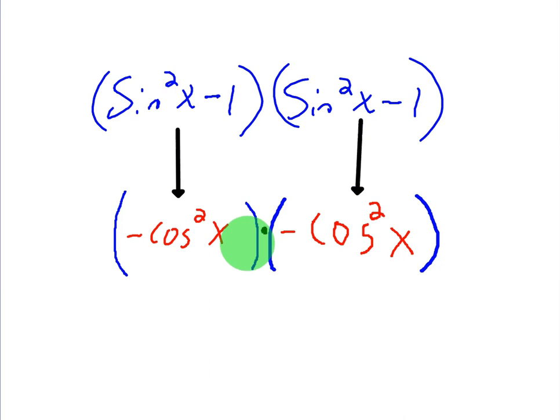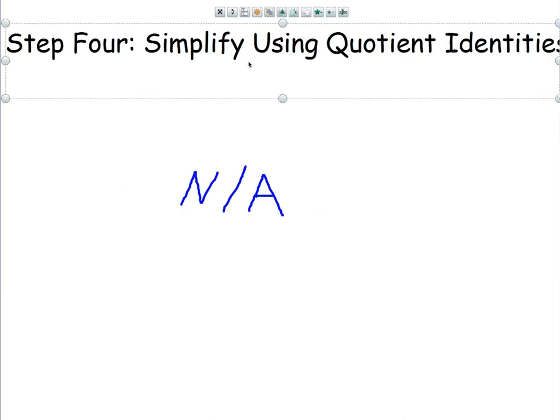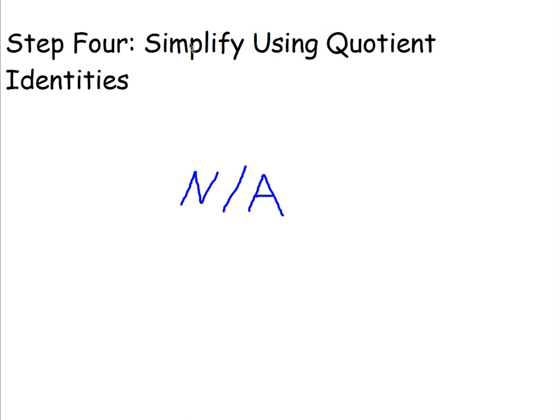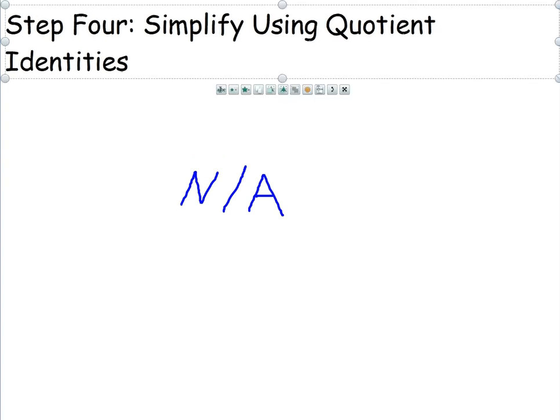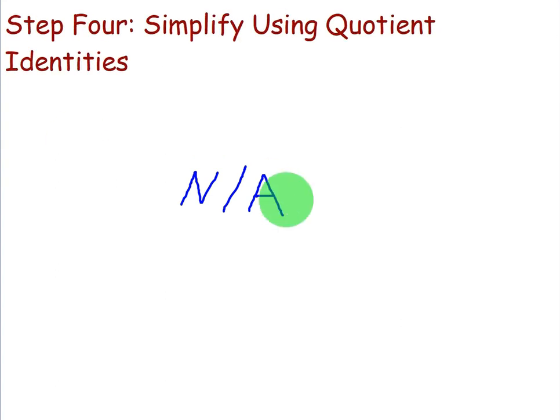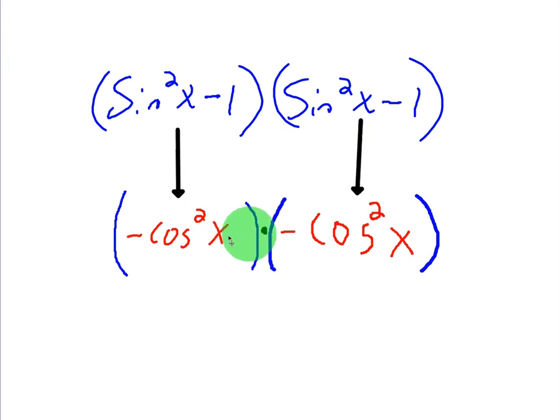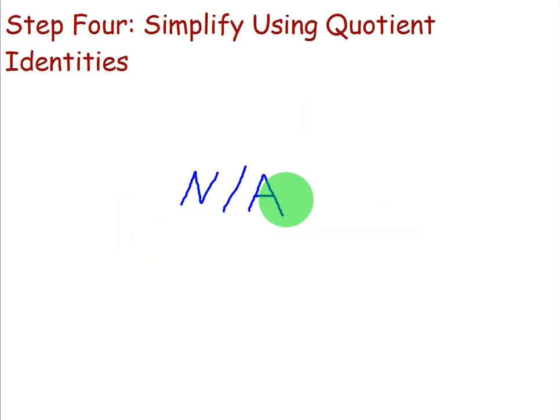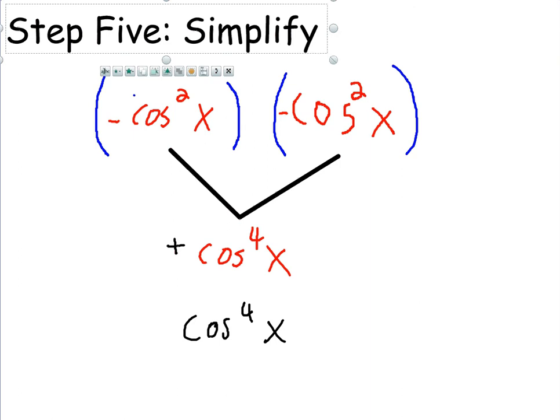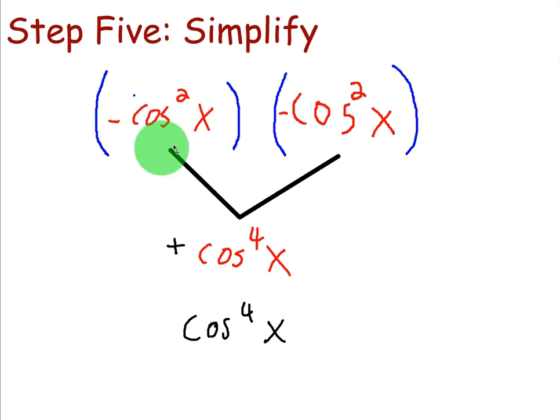So we're going to jump to step 4, which is to simplify using quotient identities. So the question now is, can we use quotient identities to simplify this expression? No, because they're both cosine, right? When we do quotient identity simplification, we turn everything into sine and cosine, but it's already that way, so NA is not applicable, but step 5 is. We will now simplify. And notice that they're both negative, so it's going to become a positive, and they're both squared, and they're both cosine, so it's going to become cosine to the fourth. So the final answer for this one is cosine to the fourth.